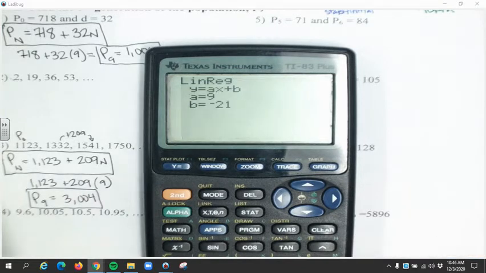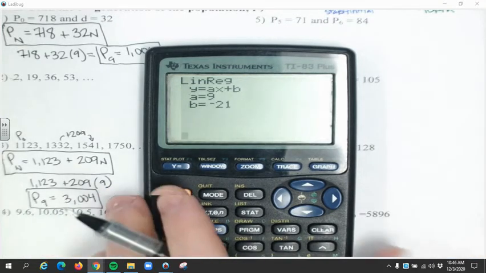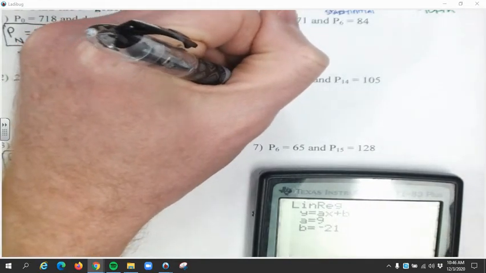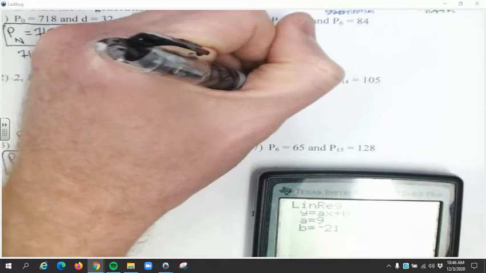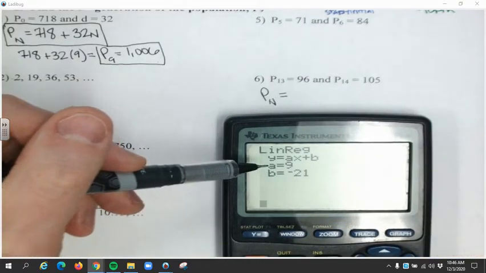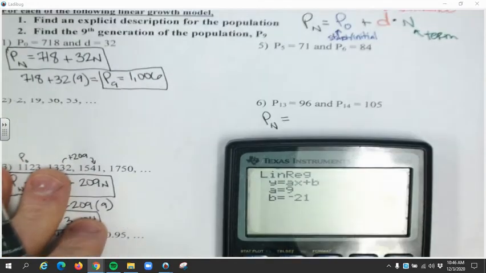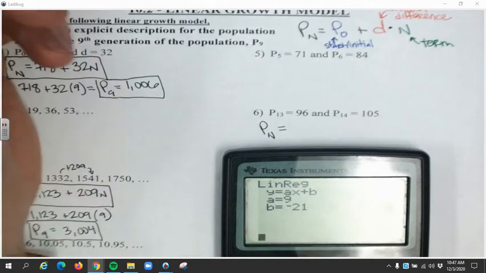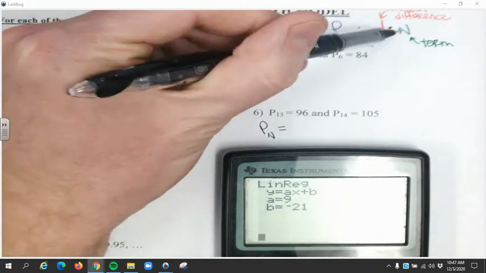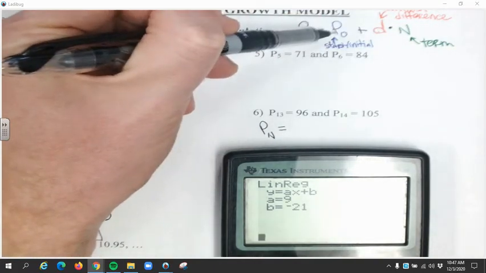Hit Enter, and there's your answer. So that would be P's of n equals... this is just like slope-intercept form. What you are doing is basically a senior level version of slope-intercept form. This is like y equals mx plus b, but you're doing this on a senior level.